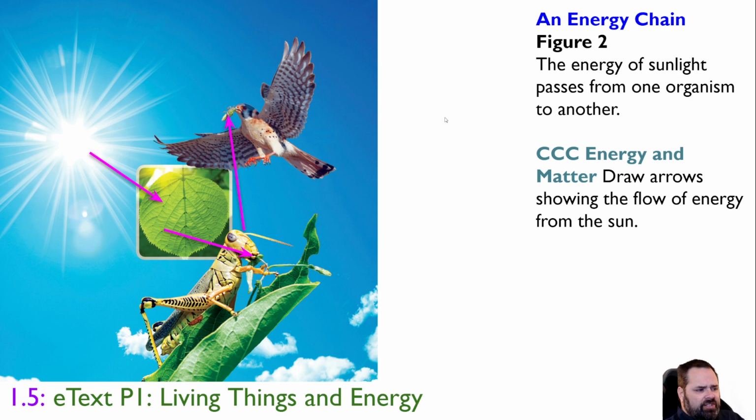Should look something like this. We got the energy going from the sunlight to the leaf, then from the leaf to the grasshopper, right? Then the bird swoops down and picks up the grasshopper, and now the bird is getting the energy from the grasshopper. So our chain of energy is flowing through these different organisms through the chain.